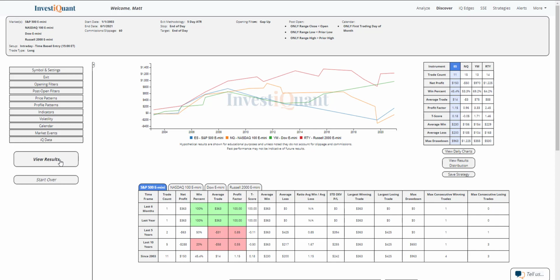So the S&P, Dow, and Russell, this pattern has favored bigger moves to the upside. The win rates on them are a bit mixed overall, though, with the S&P and the NASDAQ both being very neutral and the Dow and the Russell being a little bit stronger.